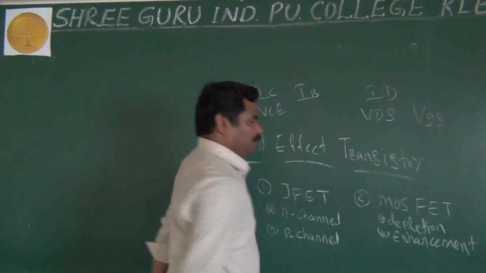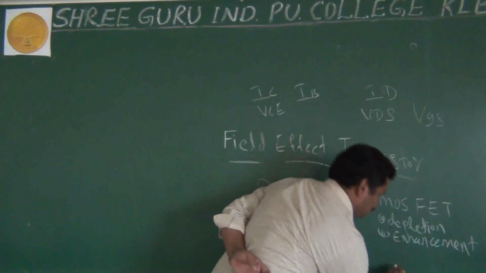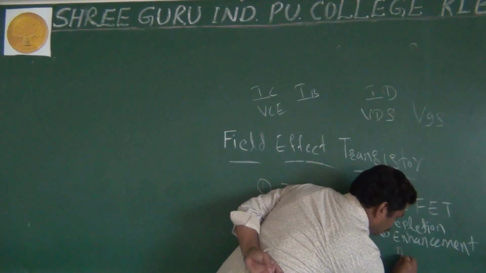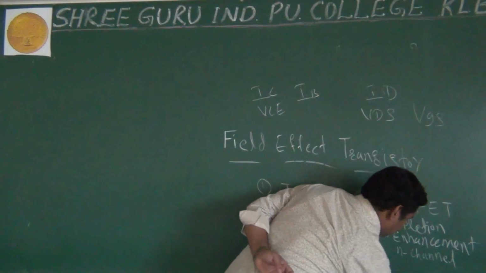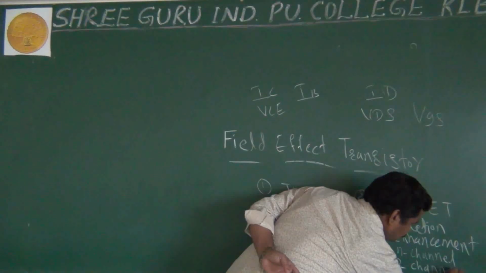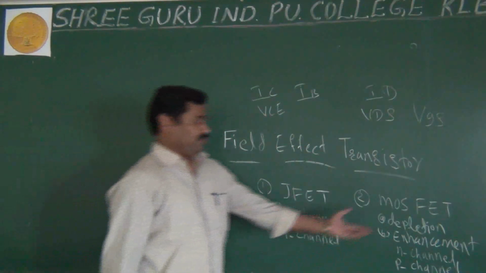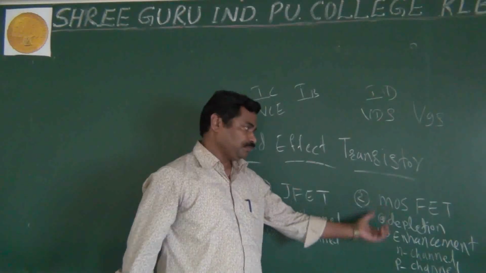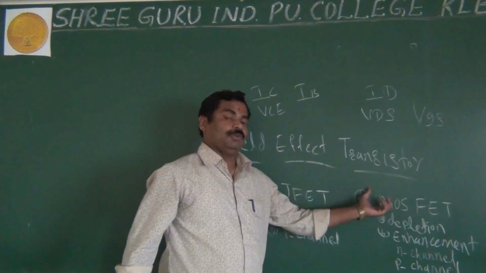Once again, it may be depletion type or it may be enhancement type. You have done the types: it may be the N channel or it may be the P channel. Overall, this is especially what you are studying in the MOSFET in power electronics.